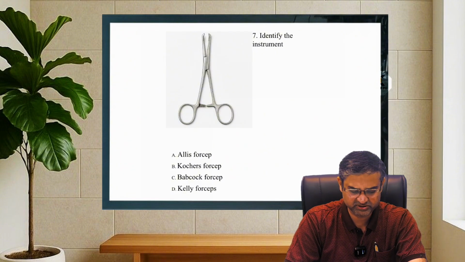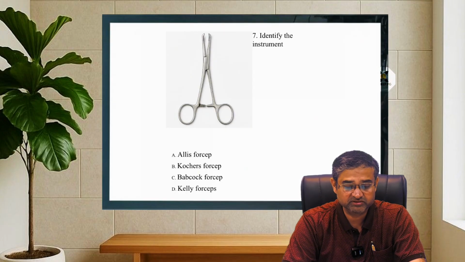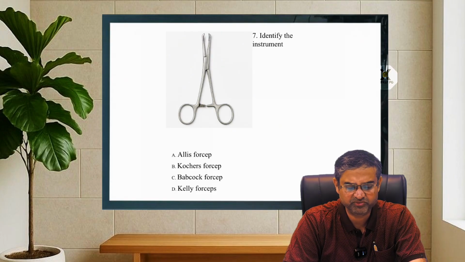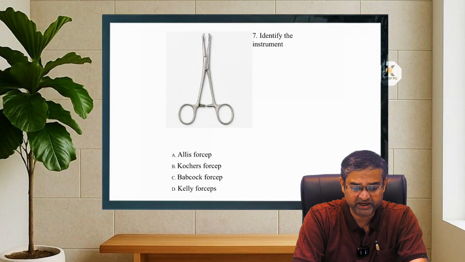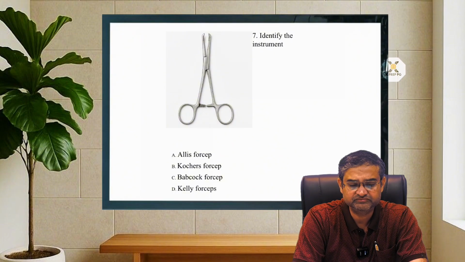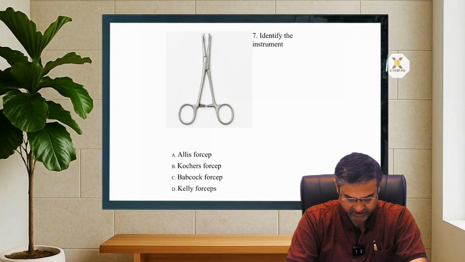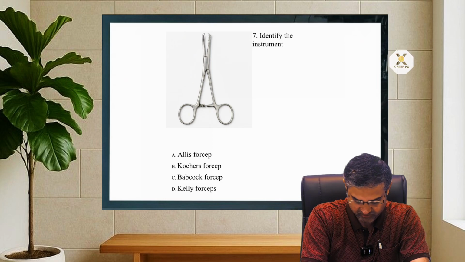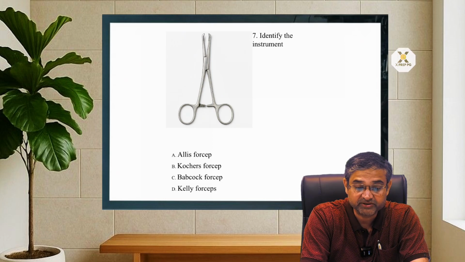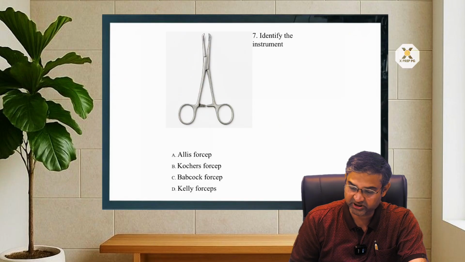Move on to the next question. In question number 7, there is an instrument shown in the question diagram. You can see the instrument properly and you have to identify. The instrument shown in the diagram above is Kocher's forceps. So how do you identify Kocher's forceps? There are some identifying features of Kocher forceps. There is 1 by 2 teeth at the tip. You can see this tip. One tooth on the side and two on the other.